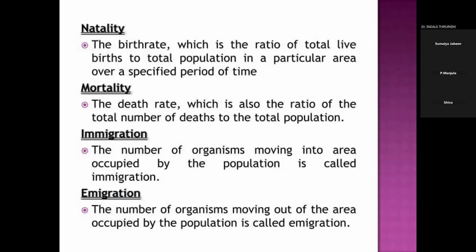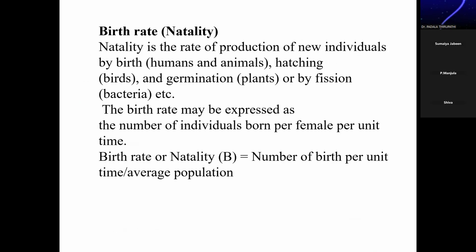Another factor which influences the population size is immigration, that is the number of organisms which are moving into that particular area occupied by the population. It is called immigration, whereas emigration means they are moving out from that area. These are the main factors which influence the population size. Mainly natality and immigration help in increasing the population size, whereas mortality and emigration help in decreasing the population size.